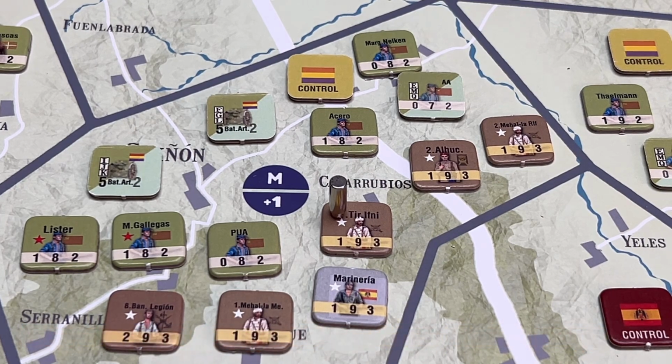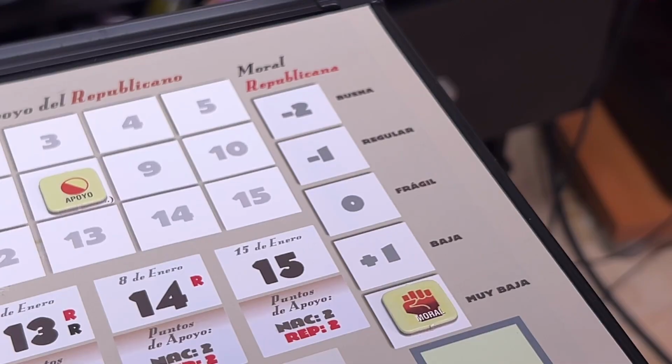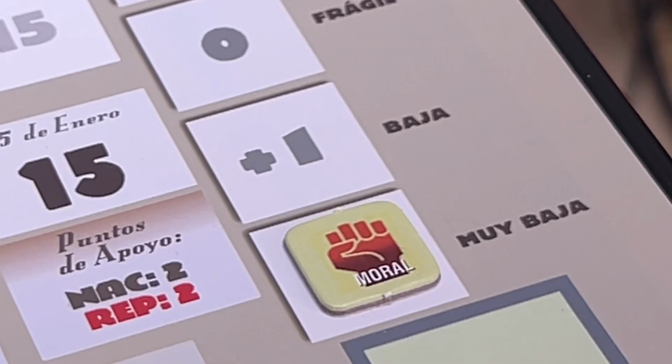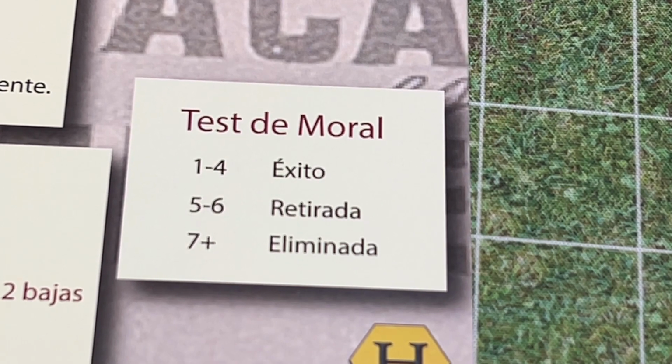The Republicans have 4 line units in the defending area. Republican morale can change during the game, and it is currently at very low, which results in a +2 die roll modifier to Republican morale checks. Here is the morale check table.